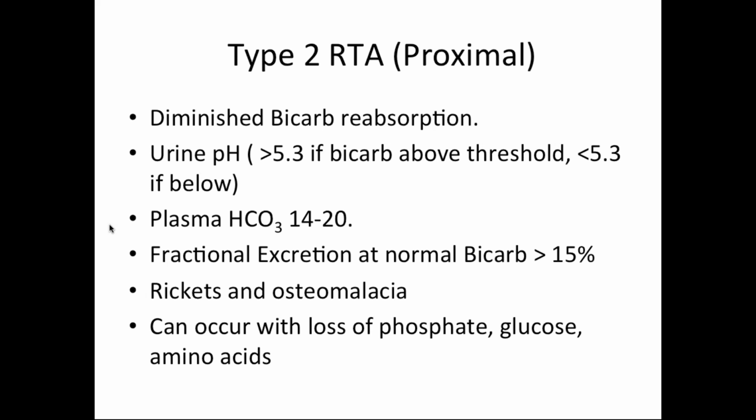The plasma bicarbonate usually is between 14 to 20, and that's because the distal function of the kidney is still present. If we supplement bicarb and get their bicarb to 24, the fractional excretion is going to be very high because it's a proximal deficit, in the 15 to 20% range. Patients, especially if they're kids, can develop rickets and osteomalacia. And depending on the severity and the level of proximal RTA, they can be associated with loss of phosphate, glucose, and amino acids as well.